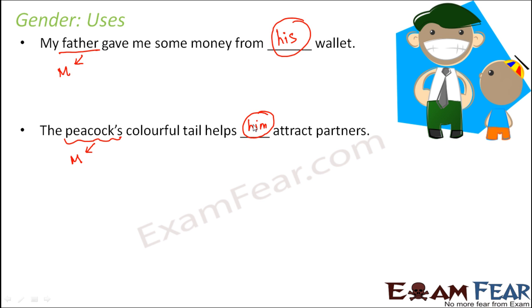So words like his and him are used with the masculine gender. Only when we know whether the noun is masculine or feminine, we will be able to use the correct form of the pronoun. Right? And this is how gender helps, because you will not be able to write English or speak English without using these pronouns. So you should know where you need to use which pronoun, and that is where the knowledge of gender helps.